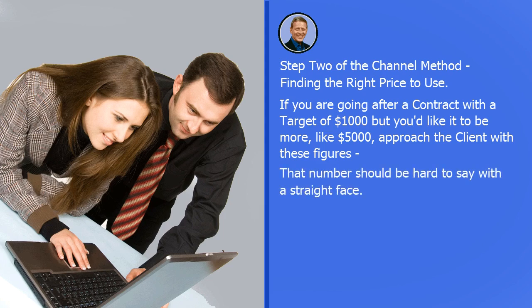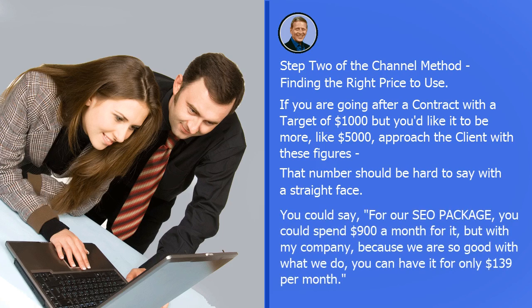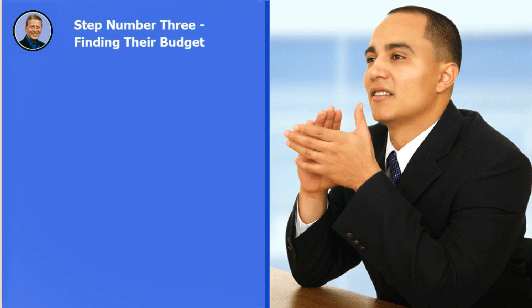For example, you could say to someone, well, for our SEO package, you could spend $900 a month for it. And watch for their reaction. Whatever it is, and you say, but with my company, because we are so automated and so good at what we do, you can have it for only $139 a month. Number 3, the channel method, finding their budget.